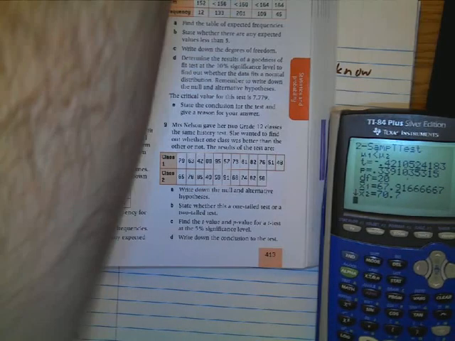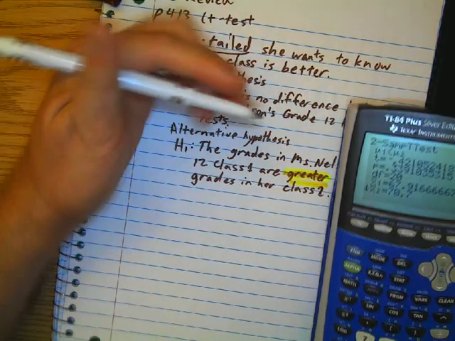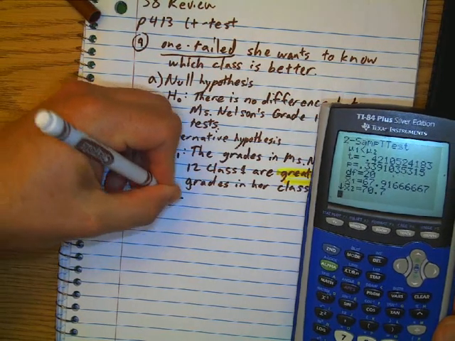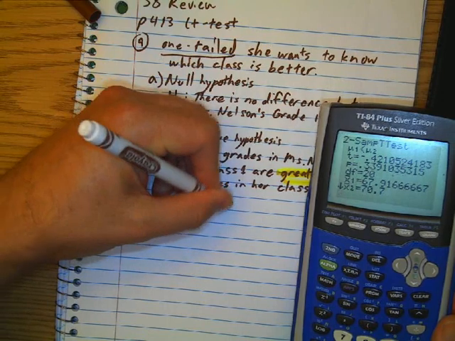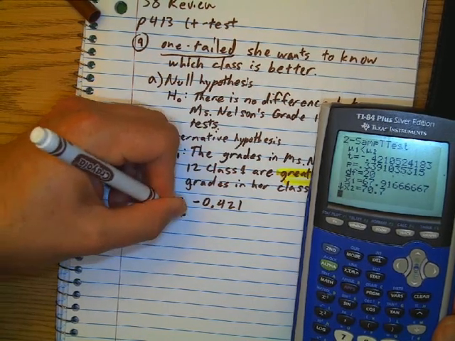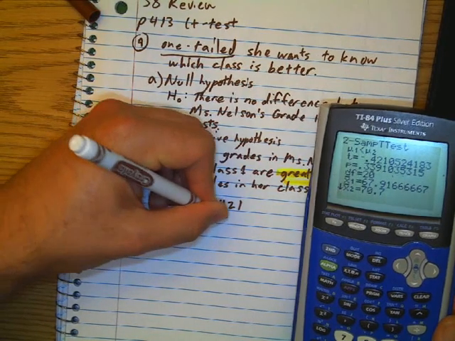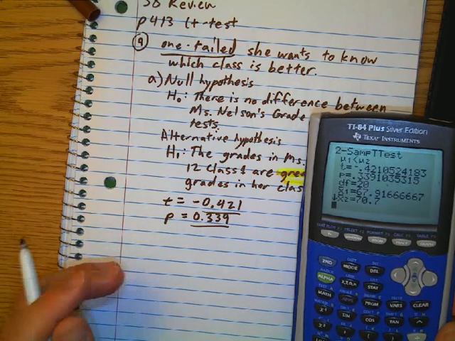So now, because we're asked to find the t-value and the p-value, the t-value is equal to negative 0.421, and the p-value is equal to 0.339, to 3 sig figs.